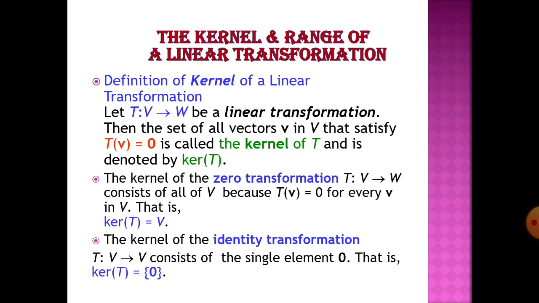The kernel of the identity transformation. The kernel of the identity transformation T, a function from V to V, consists of the single element 0. That is, the kernel of T is equal to the singleton set {0}. The kernel of the identity transformation is the singleton set {0}. The kernel of the zero transformation is the domain set V. These two conditions are very important.